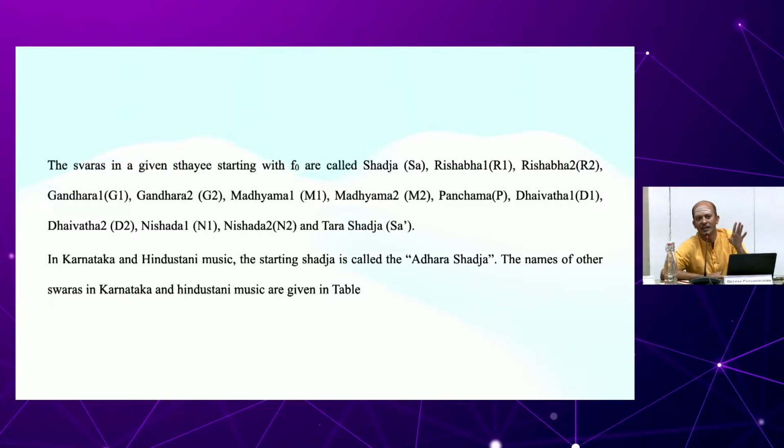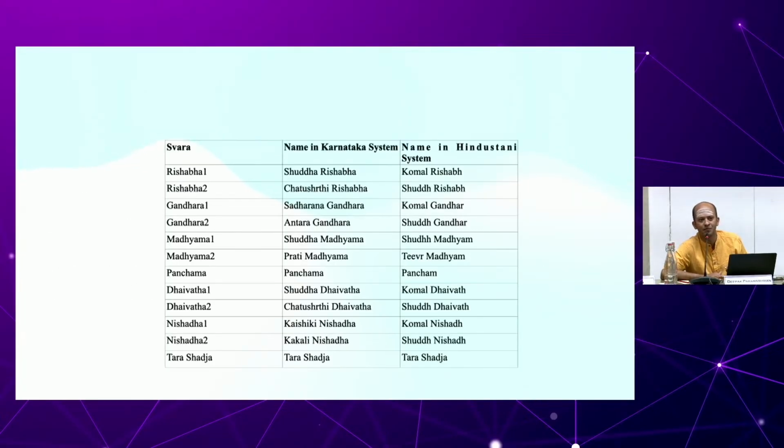And in both Carnatic and Hindustani, this Sa which we all sang now, that F0 frequency, is called the Adhara Shadja. In the two systems, we have different names for these swaras. What we call Shuddha Rishabha in Carnatic becomes Komal Rishabh, and in Hindustani you don't have the Chatushruti Dhaivata or Shatshruti Rishabha and these notes.